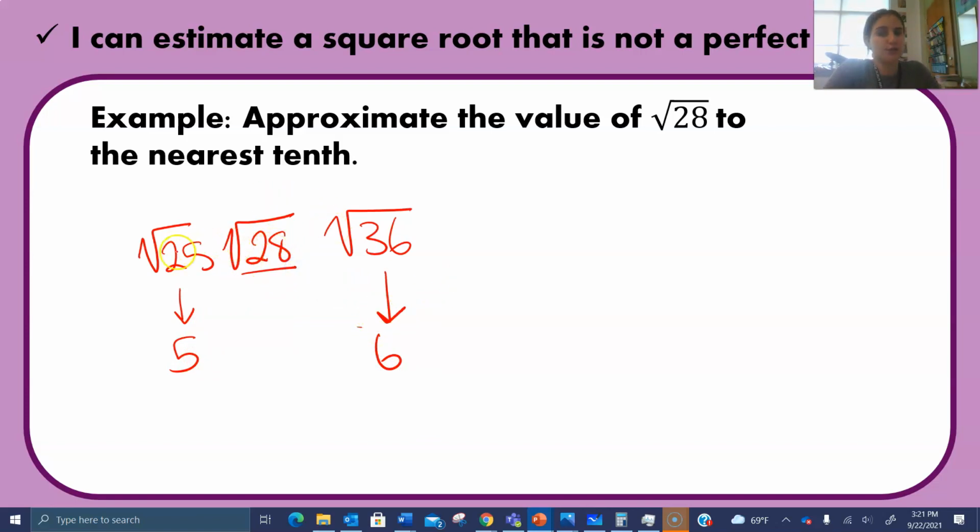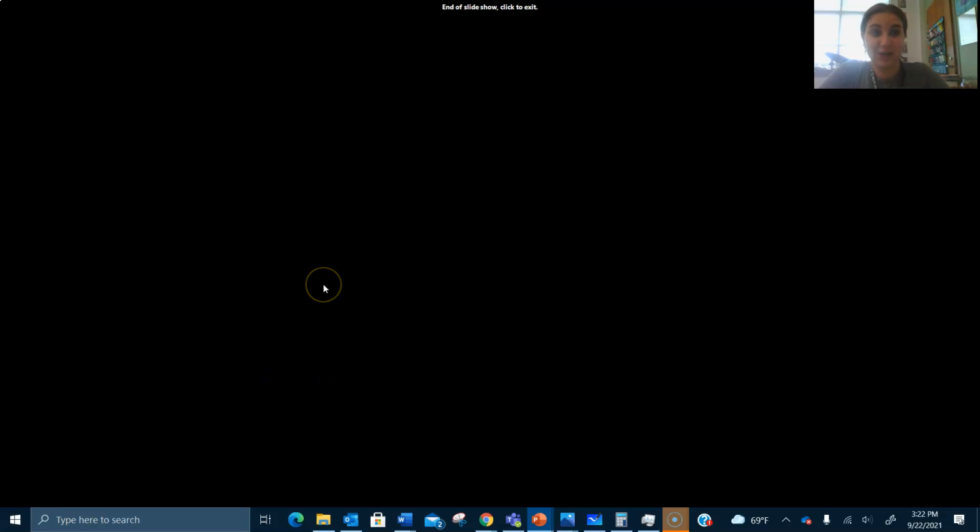28 is closer to 25. So I think that the square root of 28 will be a little bit closer to 5. 5.5 is the middle of 5 and 6. So I'm going to make it maybe a little bit less than 5.5 because it's closer to 25. So I'm going to go like 5.3. We're just approximating. We're not trying to get the exact perfect answer. We're just approximating what it's closest to. So in this case, 5.3. All right, that's all. This is pretty tricky, but we will work through it and get it.